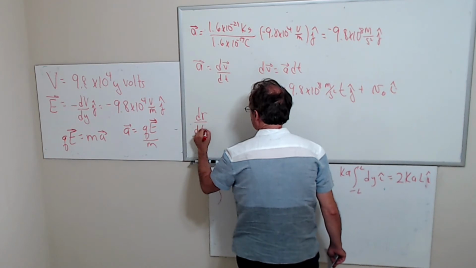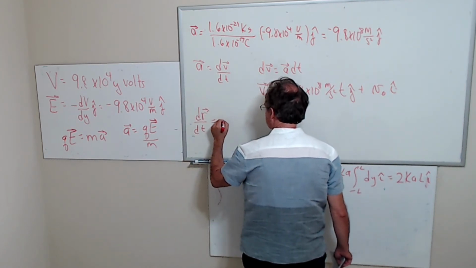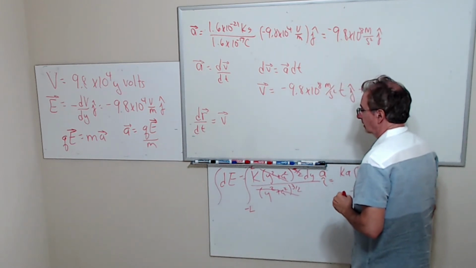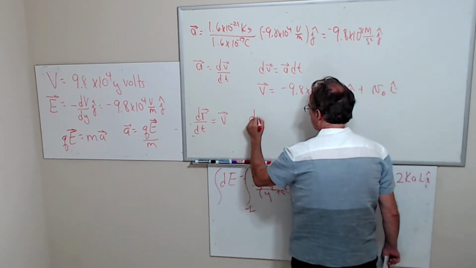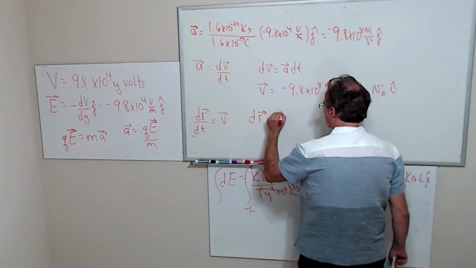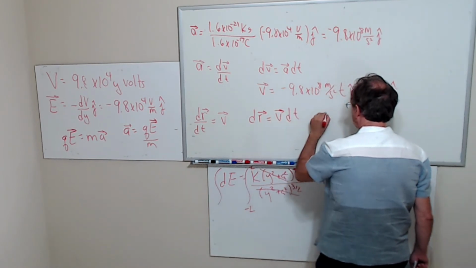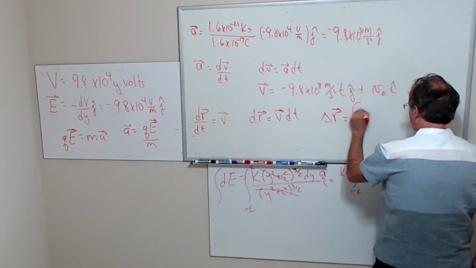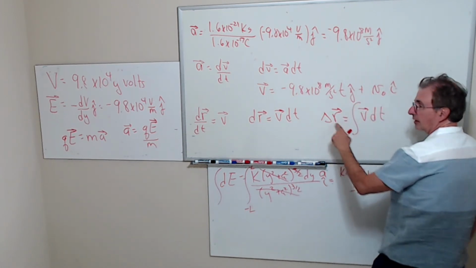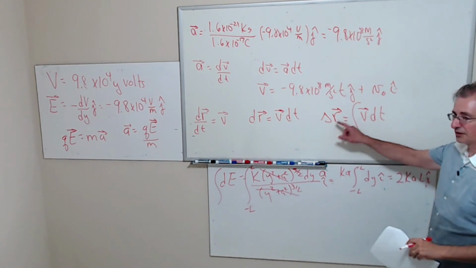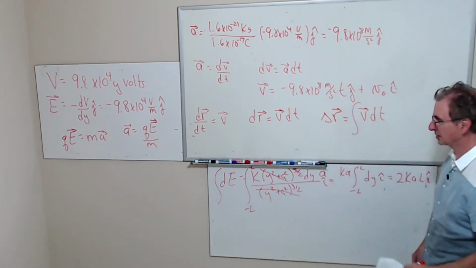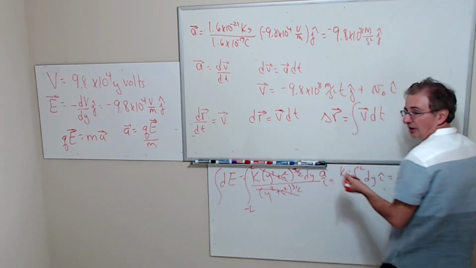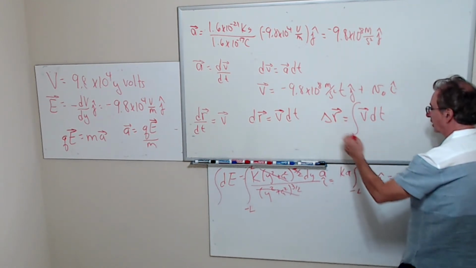dr over dt is V, then dr is v dt, and delta r is equal to the integral of v dt. Delta r is r minus the constant of integration. Okay? Basically, that's what it is. It's r minus r initial.